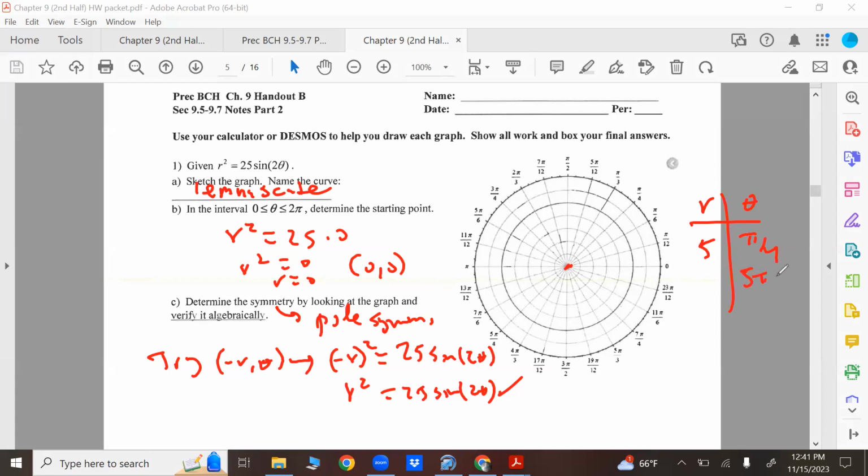5 pi over 4 I could do, because I get back to 5. But it could be plus or minus 5. Yeah, that's true. So you definitely have points here and here. So 1, 2, 3, 4, 5. So the graph will look something kind of like this. That's what we see there. Terrible looking drawing, I know I could do better, but it is symmetrical about the pole. If I rotate 180, I get back to the same orientation.